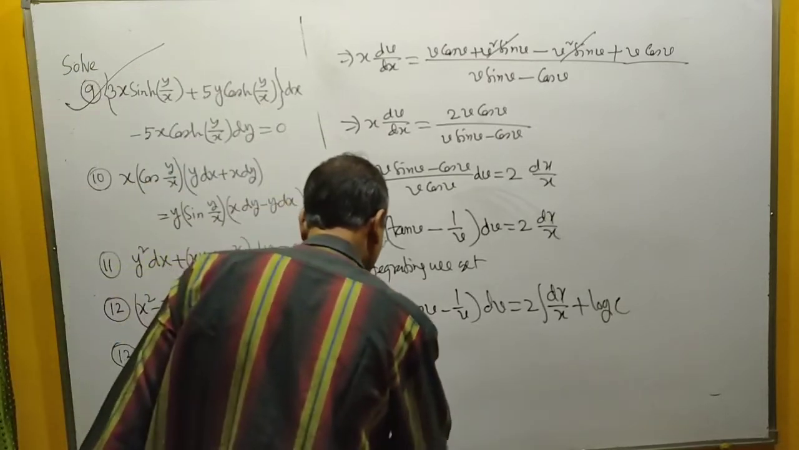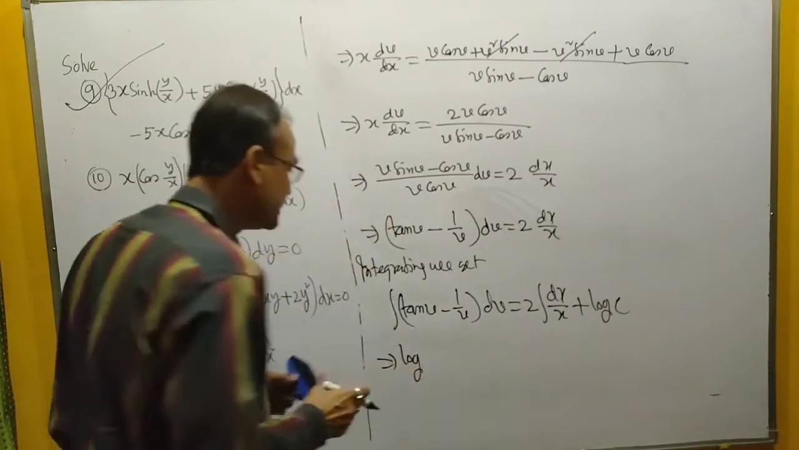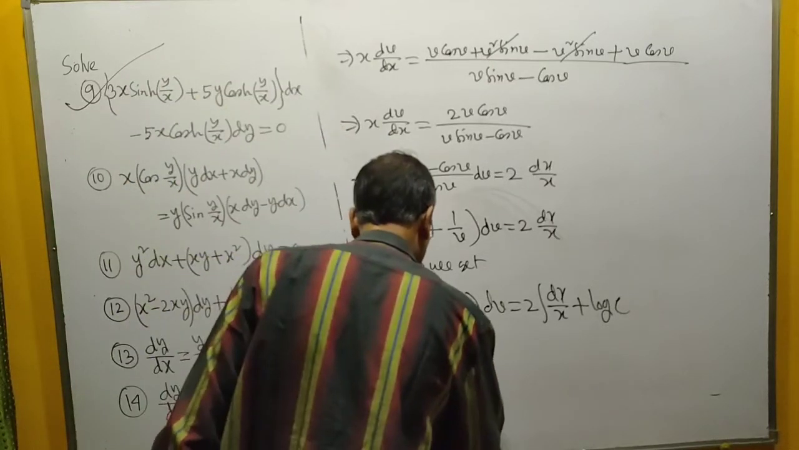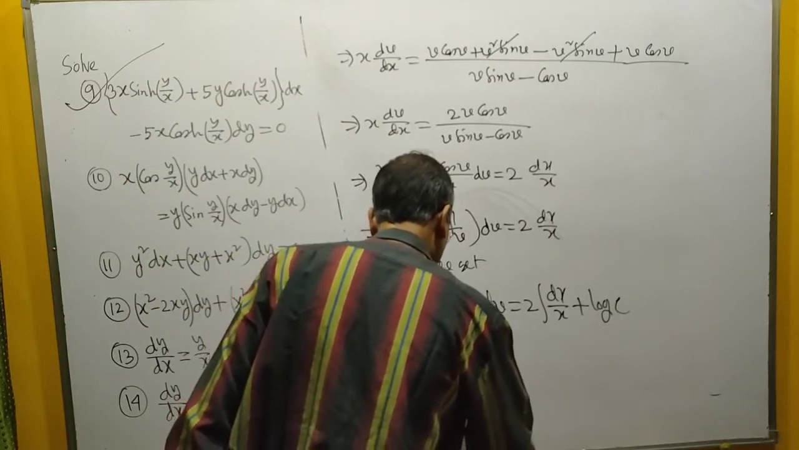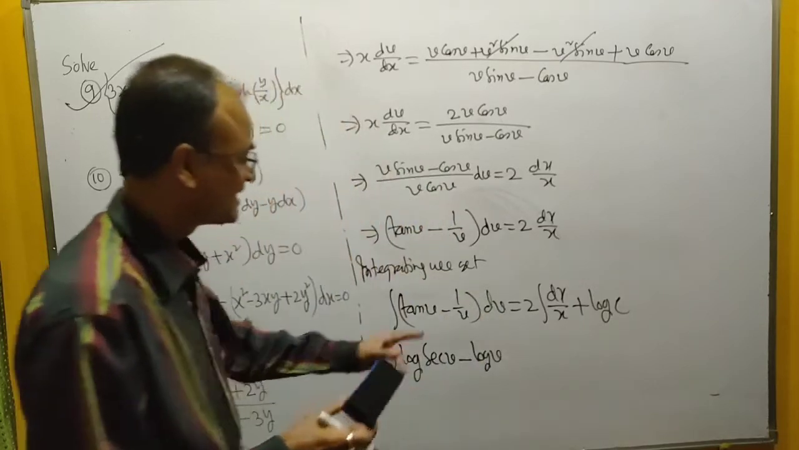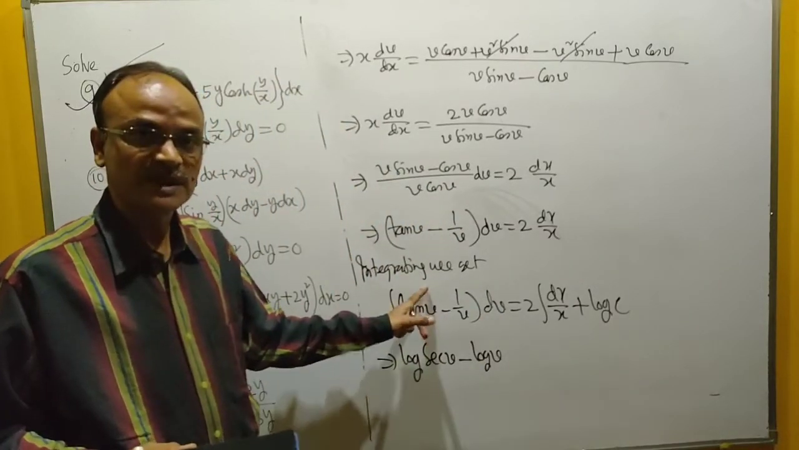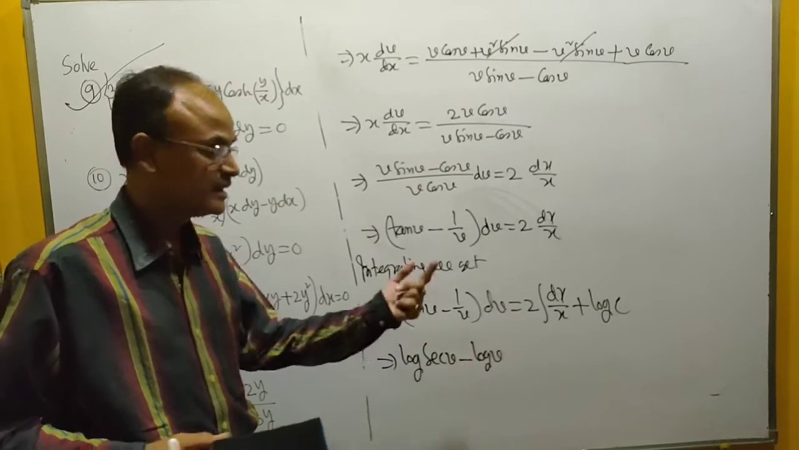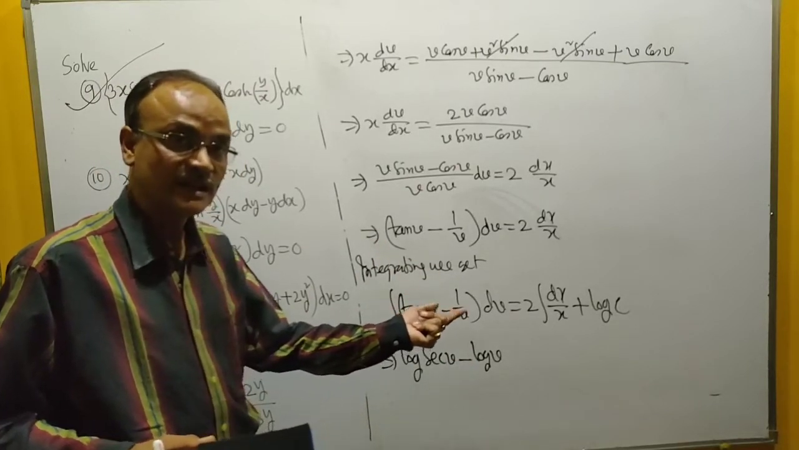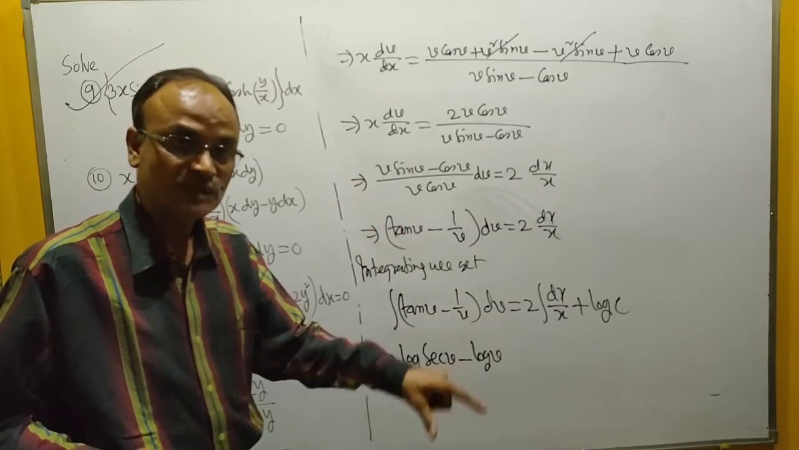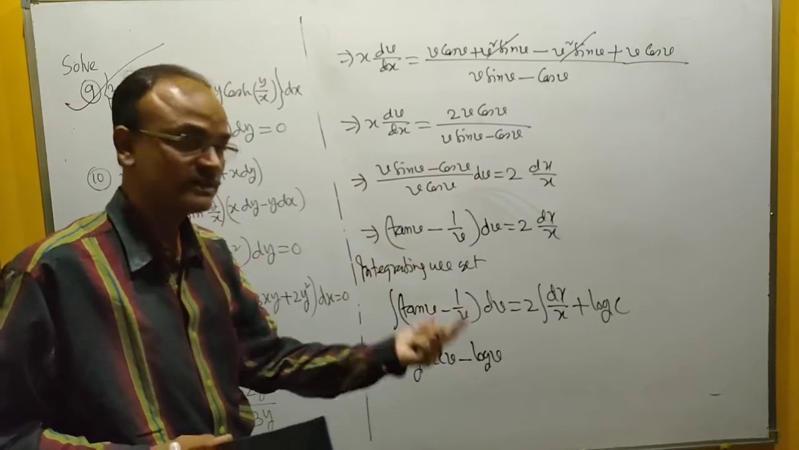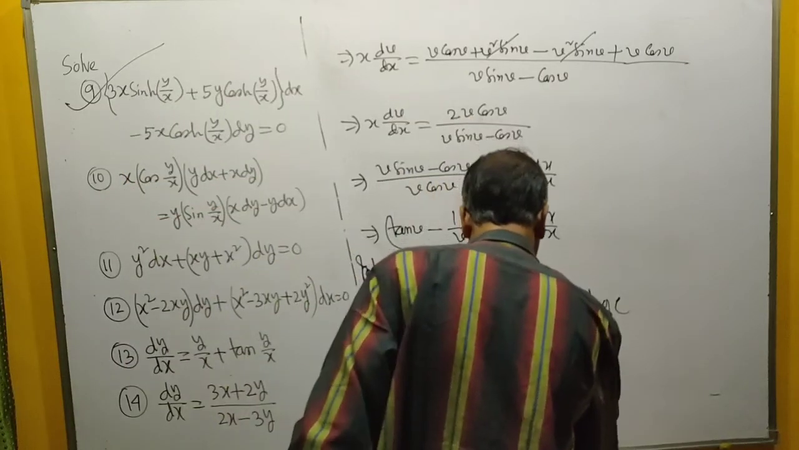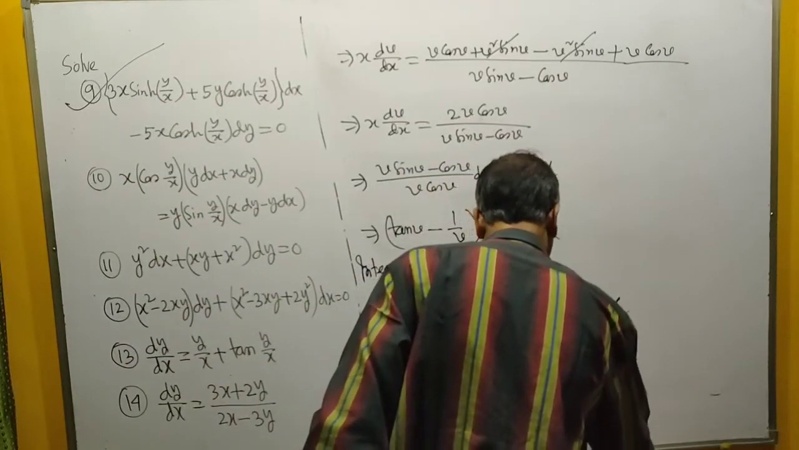This means, what is the integration of tan v? It is log of sec v minus log v. Tan v means sec v into tan v divided by sec v. If you differentiate sec v, you will get tan v into sec v, means differentiation of the denominator is equal to the numerator. Integration is log of denominator. This is equal to 2 times of log x plus log c.